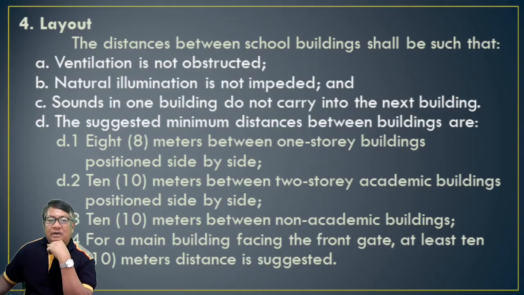The suggested minimum distances between the buildings. Okay. So we have 8 meters between one-story buildings positioned side by side. 10 meters between the two-story academic buildings positioned side by side. Then 10 meters between non-academic buildings. For a main building facing the front gate, at least 10 meters distance is suggested.